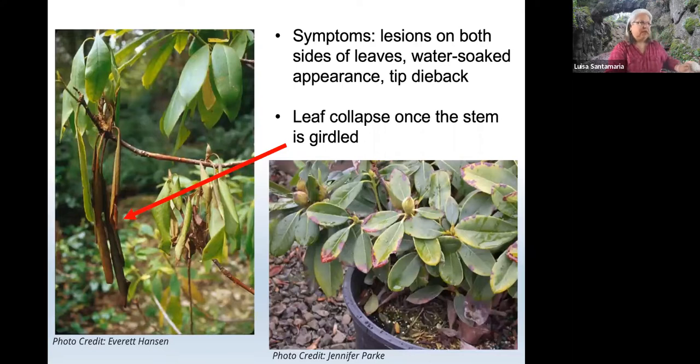And the symptoms, lesions start on both sides of the leaves, sometimes at the border where the water stays, and at some moment the leaf collapses, and when the stem is also attacked, it breaks.